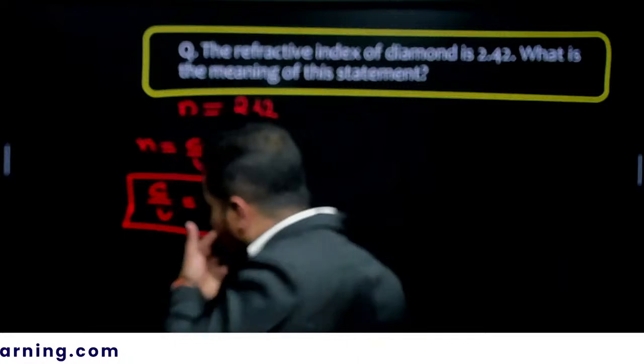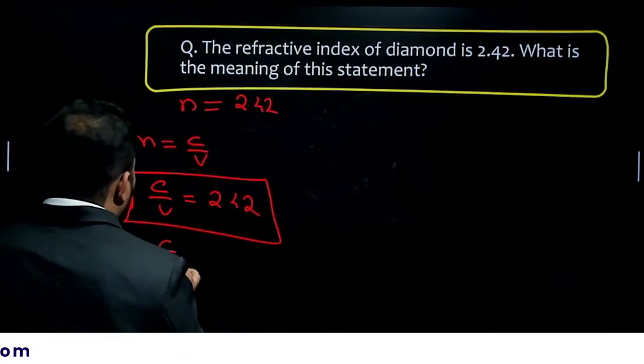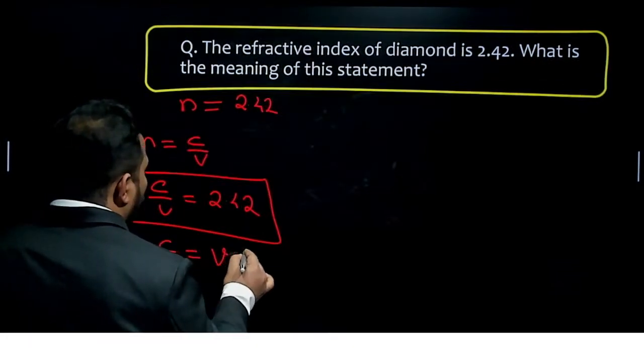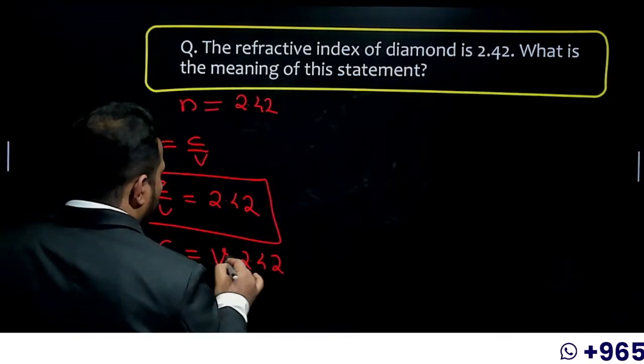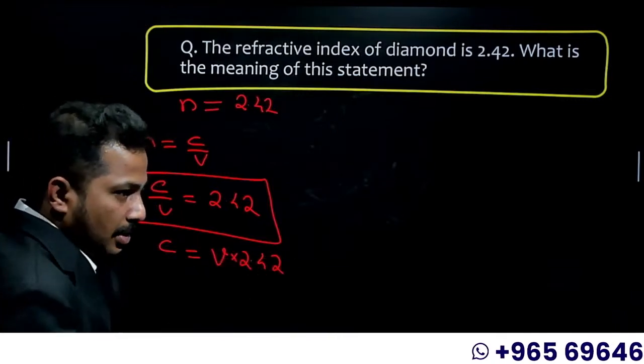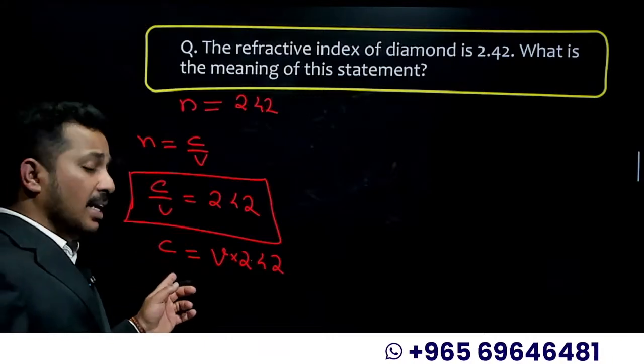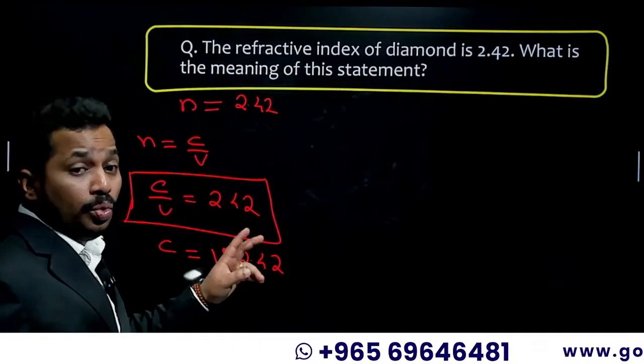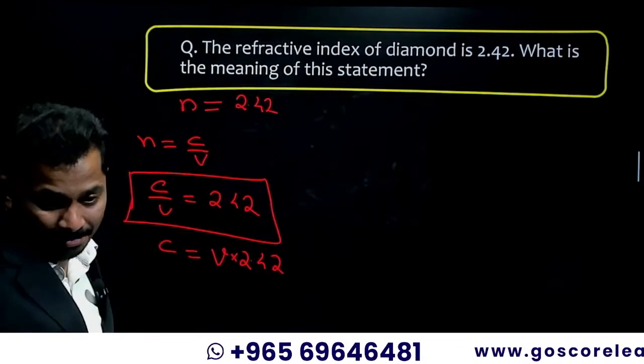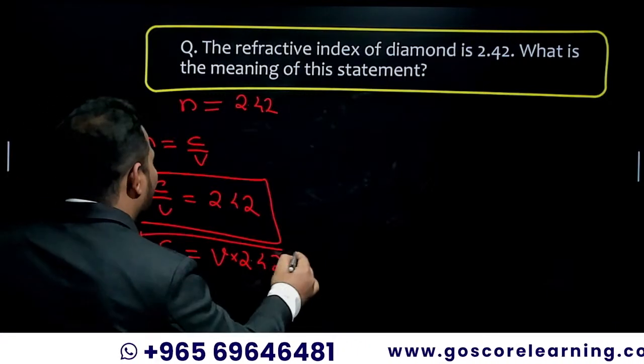In another way also you can write. C is equal to V into 2.42. So that is also another statement. Speed of light in air is 2.42 times speed of light in diamond. Second statement. How easy it is.